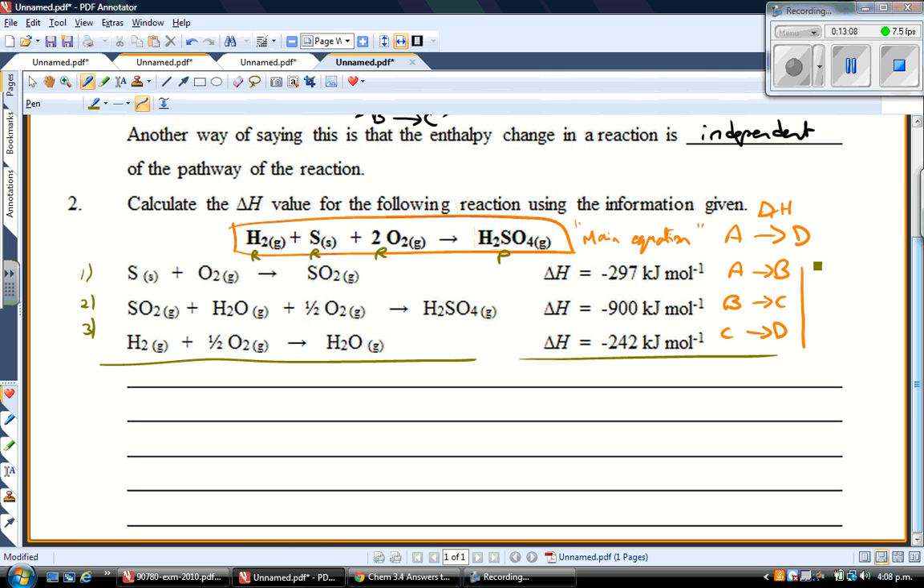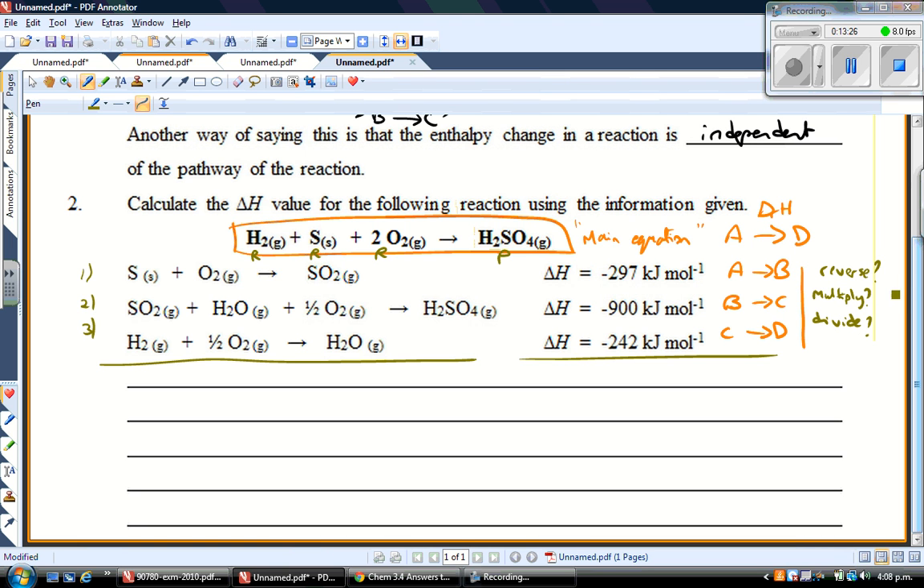The main question to ask yourself when you're looking at these in exams is, do you have to reverse an equation? Do you have to multiply by any factor? Or do you have to divide by any factor?